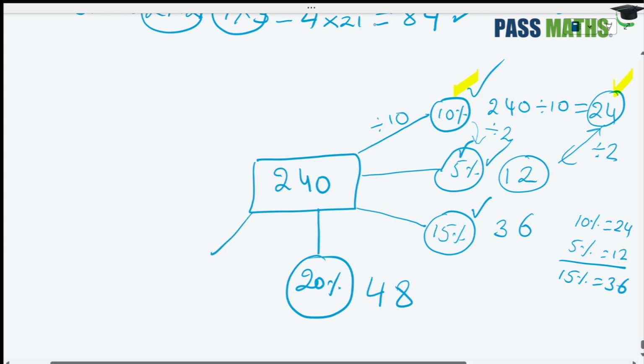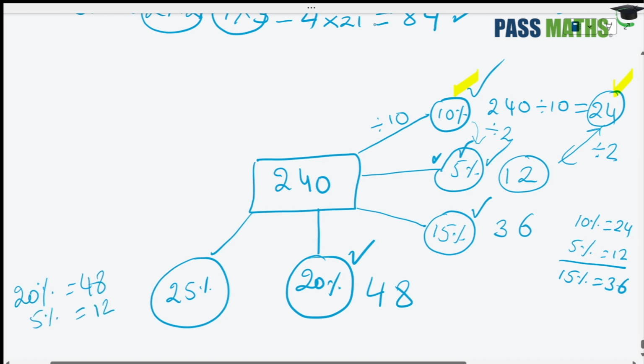Let's find out 25%. If I add 20% and 5% together, so let's say 20% is 48 and 5% is 12, add them together, they give you 25%, that's 60. That's my answer.